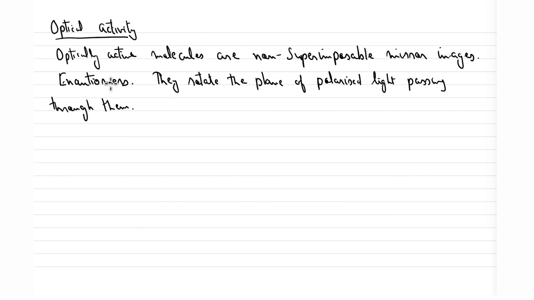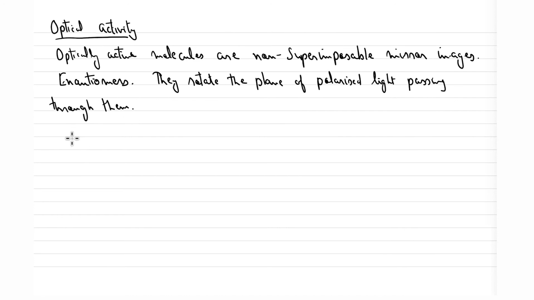I'm not going to go into details of how it is done. This is too basic for this course. You must know what plane polarized light means and how it is rotated. So let's not go into that. But our aim now is to identify, on the basis of symmetry, whether a particular molecule is optically active or not.